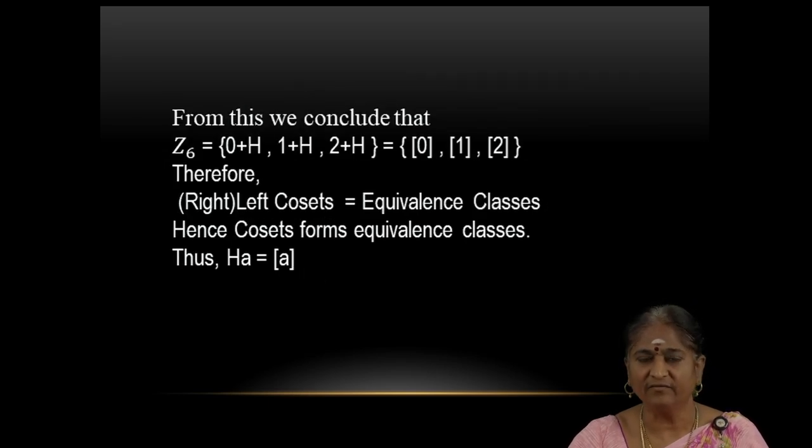From this we conclude that the group Z6 forms distinct equivalence classes that are also the same as the left cosets. So Z6 is the set of 0 plus H, 1 plus H, 2 plus H, which is also equal to the equivalence class of 0, of 1, and of 2. So from this we summarize that all the left or right cosets form equivalence classes, that is Ha equals the equivalence class of a.